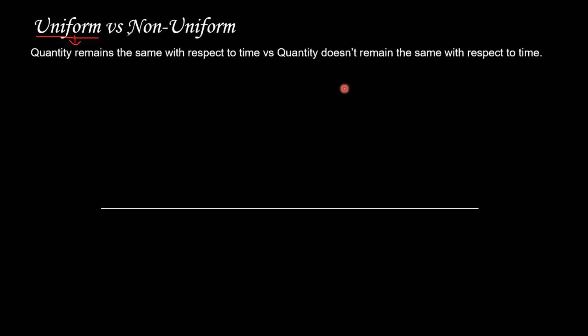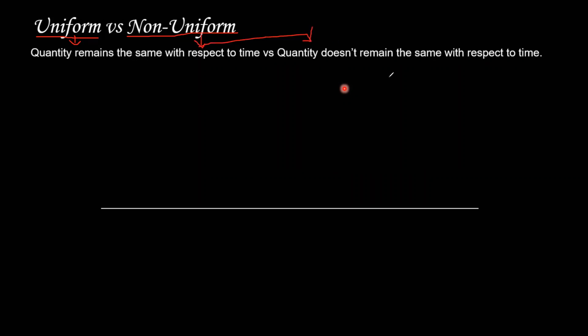And when I say non-uniform, it is exactly the opposite of uniform, as it's given in the name. It means that the quantity changes. It does change with time, but it is not equal. It doesn't remain the same with respect to time. I'm going to elaborate more on this point. This is just the basic definition of non-uniform and uniform, so that you have an idea.